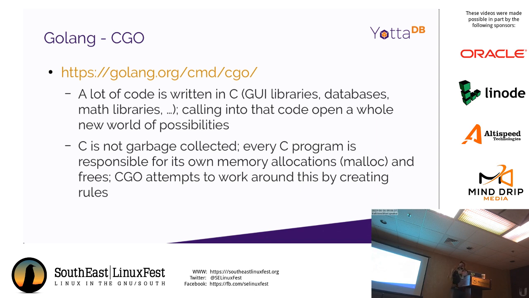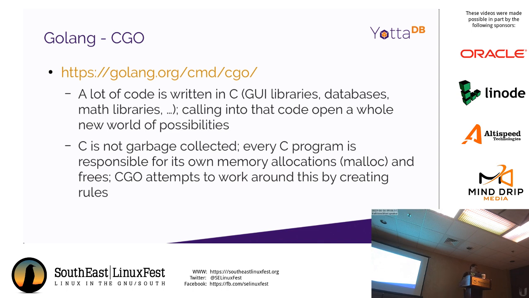All right. The more interesting challenge here is that Go is garbage collected, which means when you're done with an object, it eventually gets cleaned up and freed. C is not garbage collected. So resolving the conflict in those two paradigms makes for some interesting work.